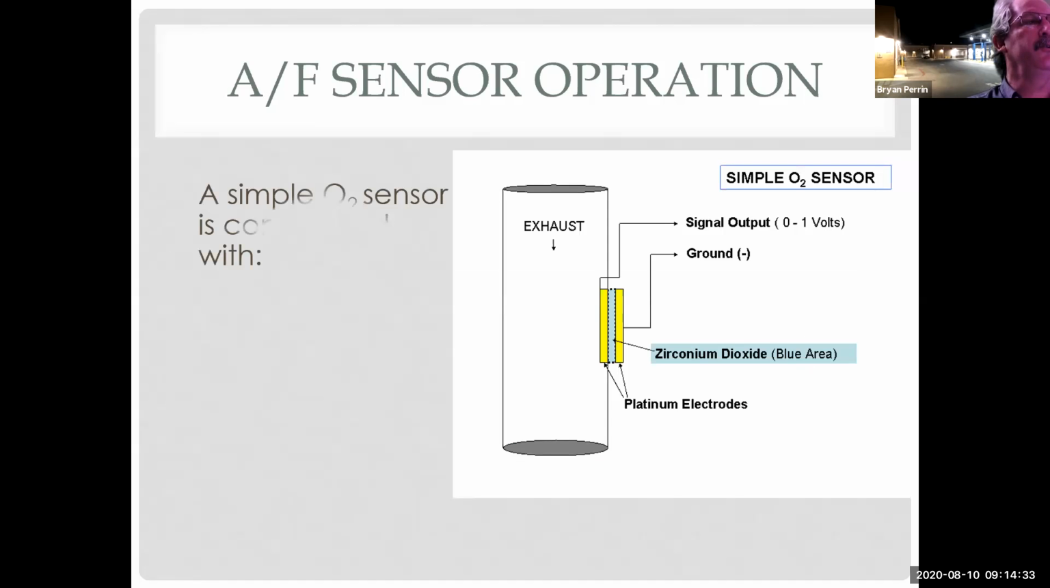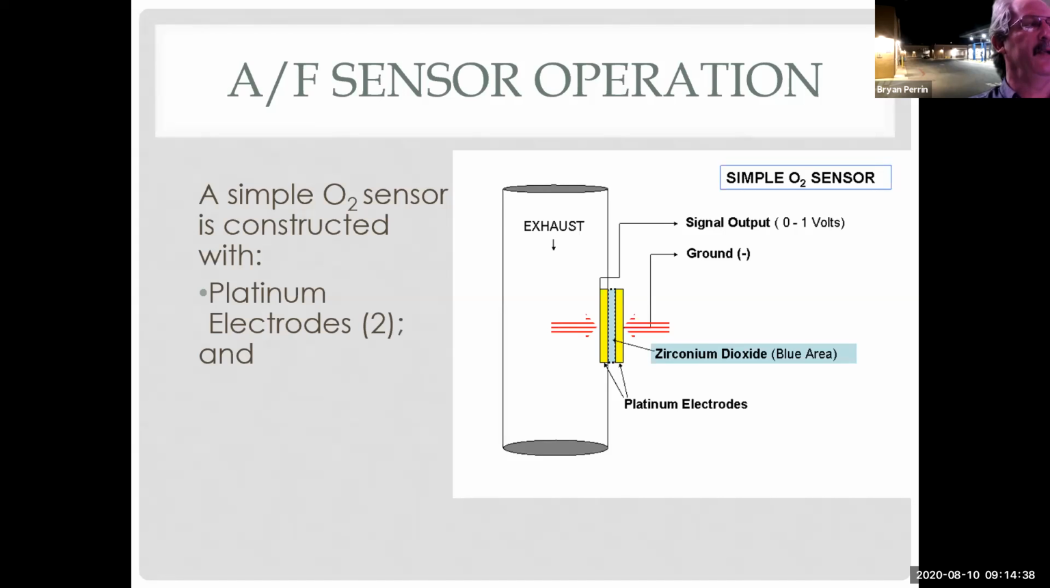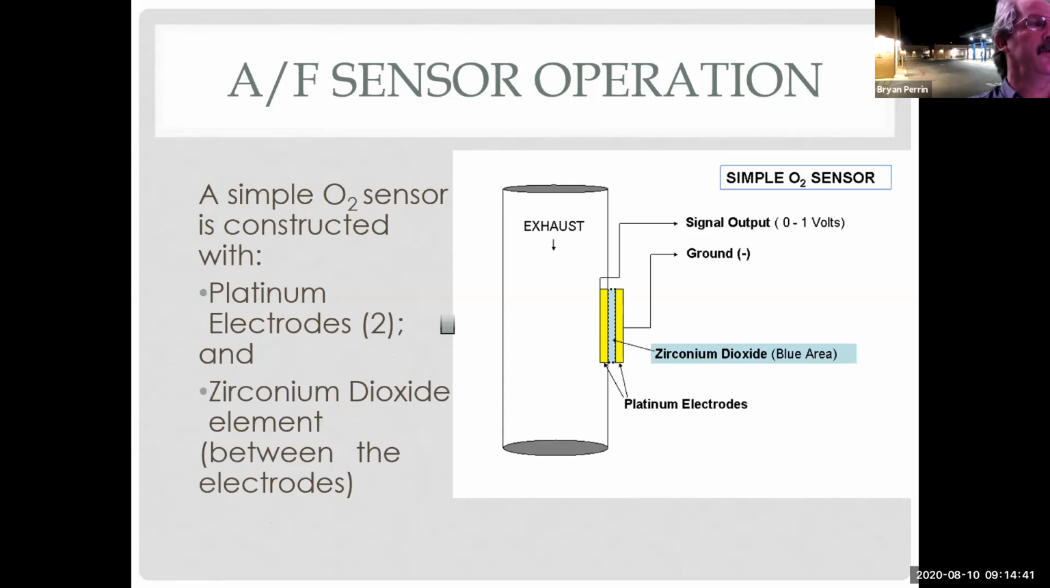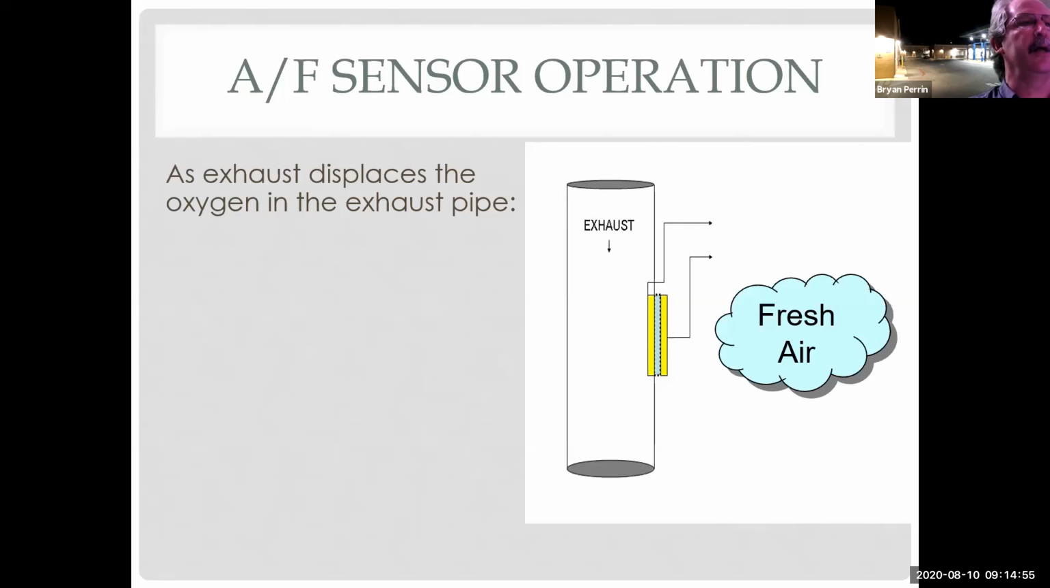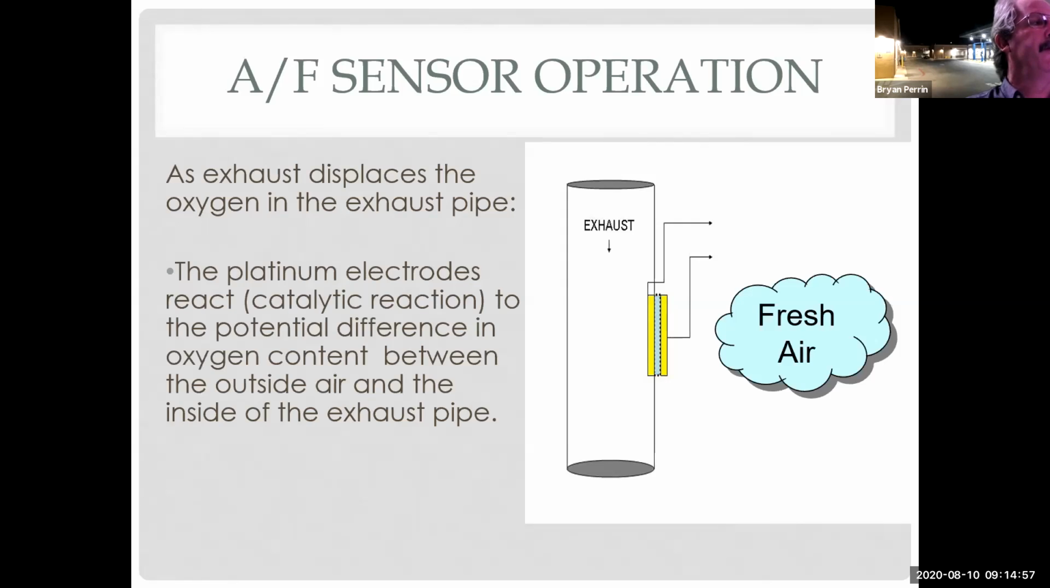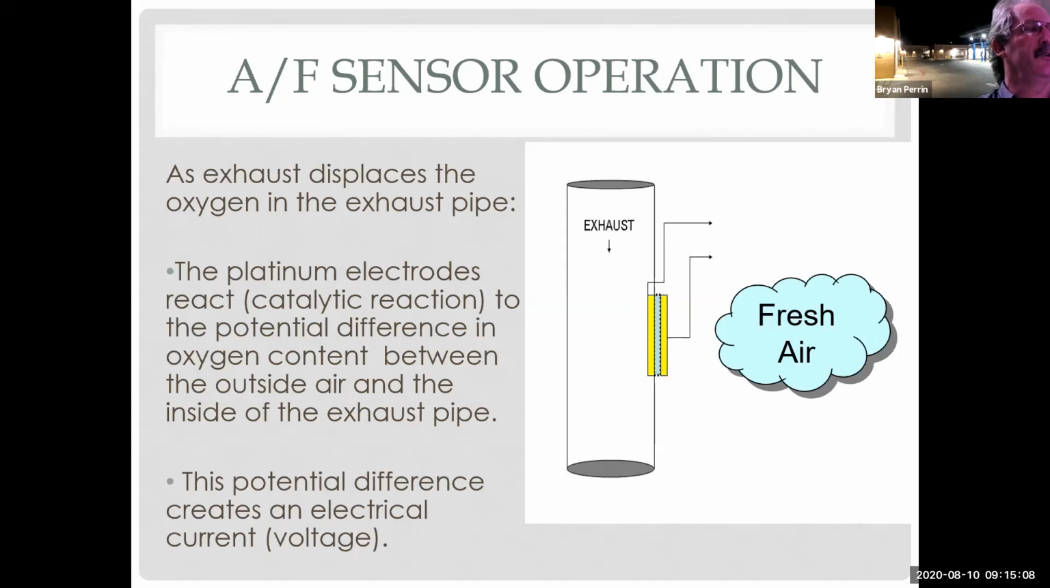So our simple O2 sensor that we already looked at, our zirconium sensor, is constructed with 2 platinum electrodes and a zirconium dioxide element between the electrodes. So there is our little thing. And when I have exhaust in the exhaust pipe and fresh air outside, the platinum electrodes react, a catalytic reaction, to the potential difference in oxygen content between the outside air and inside the exhaust pipe. And this potential difference creates an electrical current or voltage.